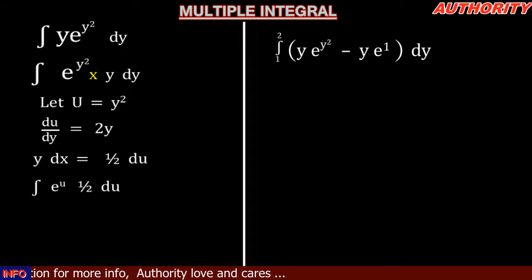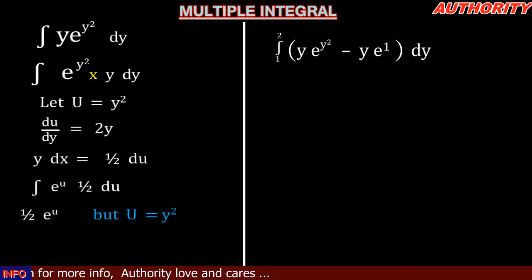We take it behind the integral sign and then we integrate e raised to power u. When we integrate e raised to power u, it is the same e raised to power u. So that means we have 1 all over 2 e raised to power u, but u is equal to y squared. In place of u, we replace it with the real value y squared. That means here we have 1 all over 2 e raised to power y squared. You get it right? Good.